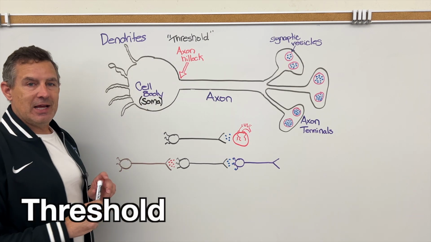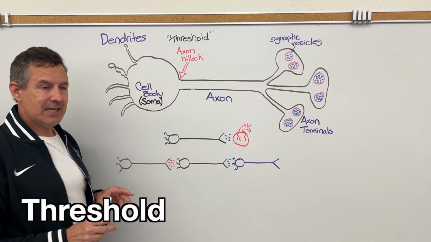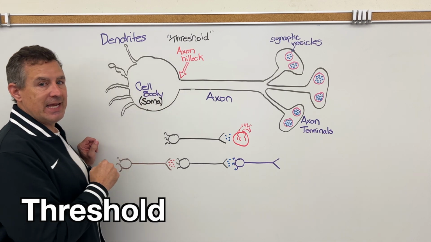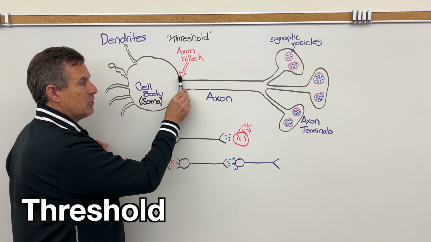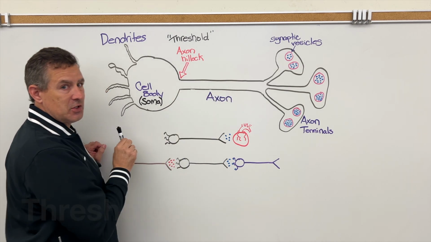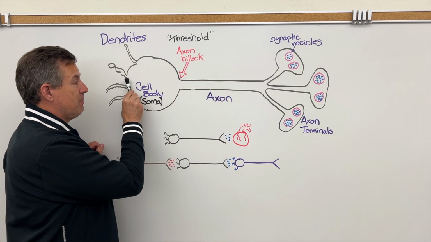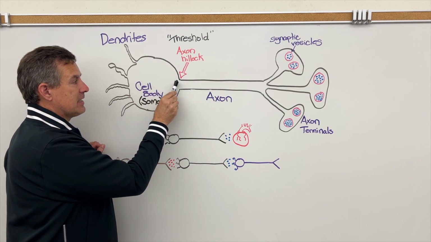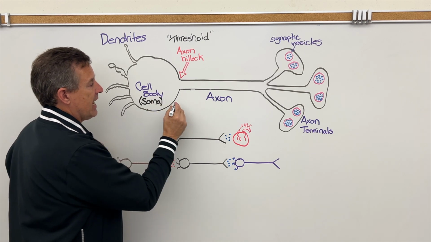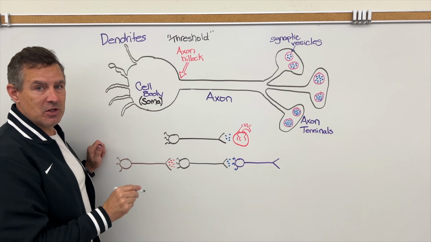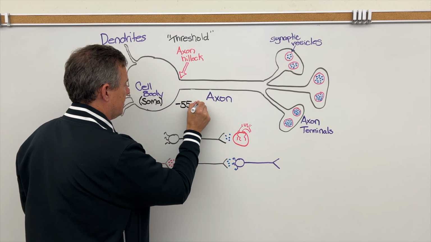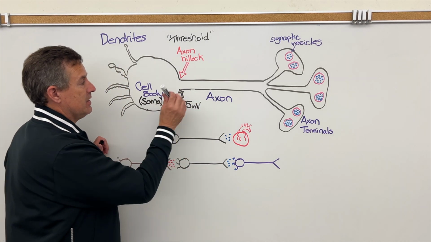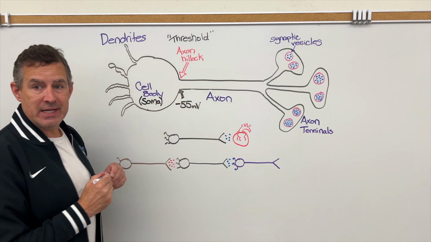Threshold needs to be met at the axon hillock. That is to say, there needs to be a voltage that is met at the axon hillock for the depolarization event to continue down the axon. So we have a depolarization that spreads across the cell body. As long as that depolarization is at negative 55 millivolts at the axon hillock, we will get the depolarization event all the way down the axon.